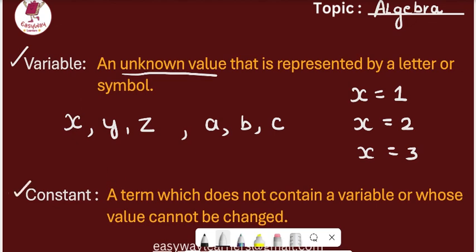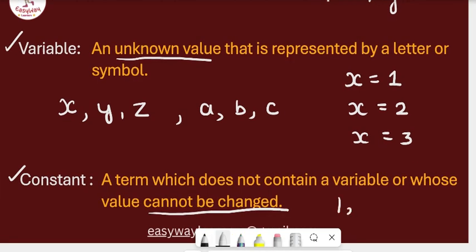Now what is a constant? A term which does not contain a variable and whose value cannot be changed, like 1, 2, 3, and so on. You can see here that 1 will always remain 1. The value of 2 is always 2. The value of 3 is always 3. So their value cannot be changed and there is no variable attached to them.